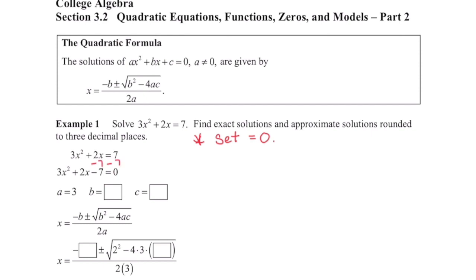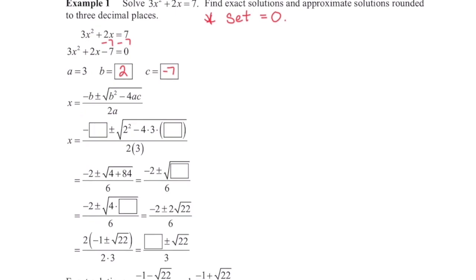Now I can pull my coefficients. A is 3, B is 2, and C is negative 7. At this point, we'll plug in to our quadratic formula. So x equals the opposite of b, the opposite of 2 is negative 2, plus or minus the square root of b squared, so 2 squared, minus 4 times a, which is 3, times c, which is negative 7, all over 2 times a being 3.